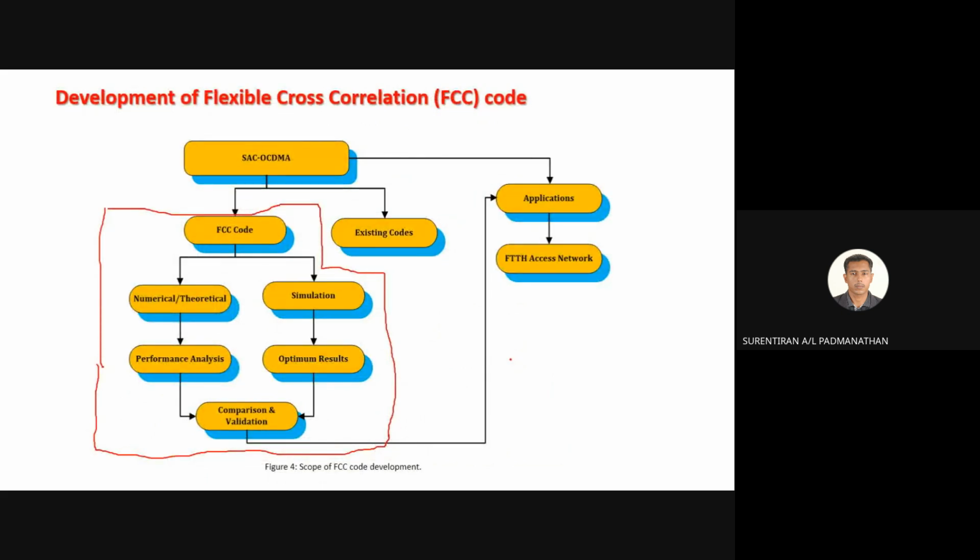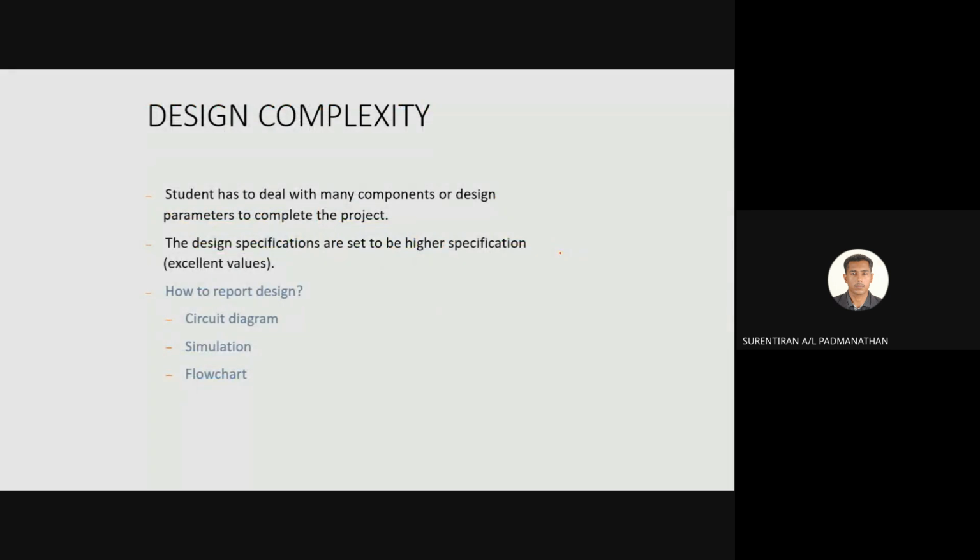Okay, so this is an example of the flowchart, right? Once you identify, after that, this is the flow of your method. So how you're going to achieve, what kind of method you want to use to achieve your project, your results.